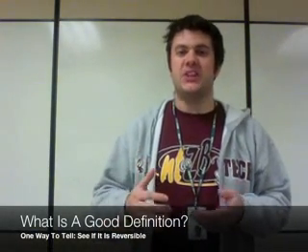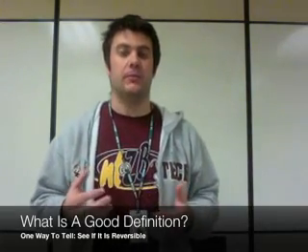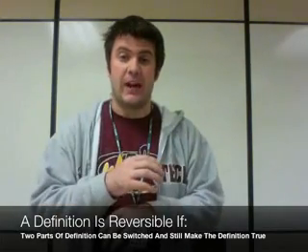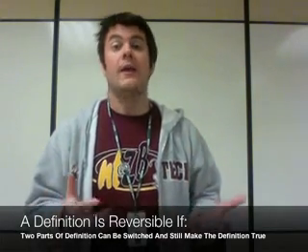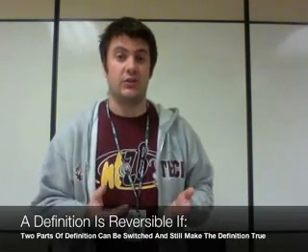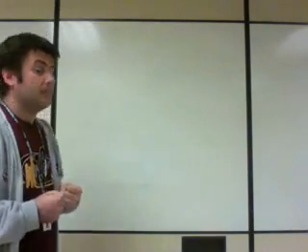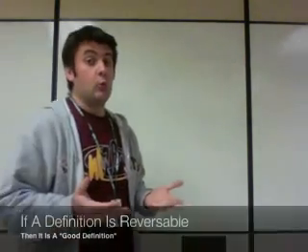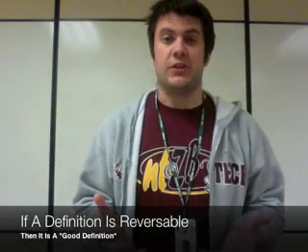The way to tell is to see whether or not this definition is reversible. In other words, you take the two parts of the statement and you switch them around. If it's still true, then it's reversible and a good definition. So let's take a look at this. Let's reverse it. An angle that measures 90 degrees is a right angle. This is true. So we have a good definition here.